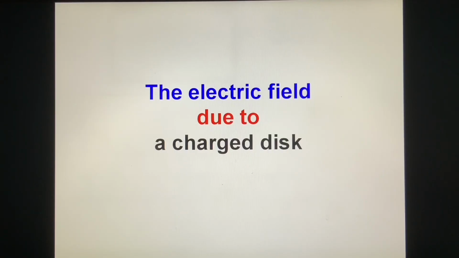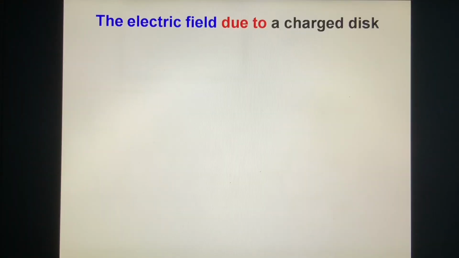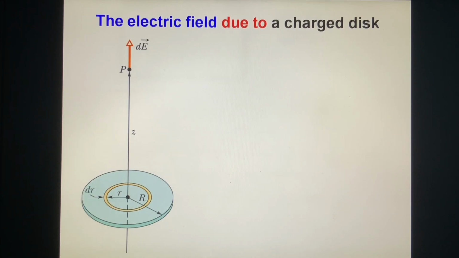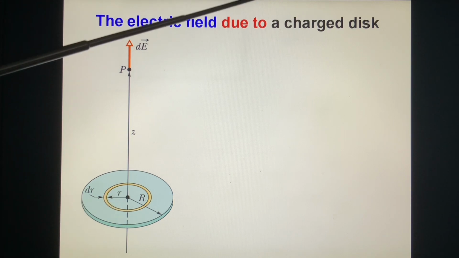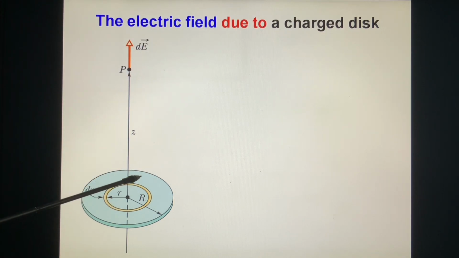The electric field due to a charged disk. We are looking for the electric field at point P, which is on the central line of the charged disk. We can look at the disk as composed of many rings with centers overlapping that of the charged disk, and their radius varies from 0 up to capital R.